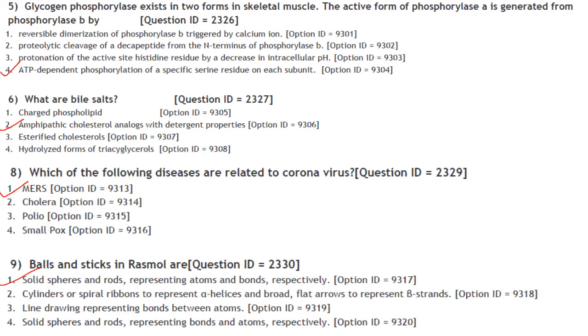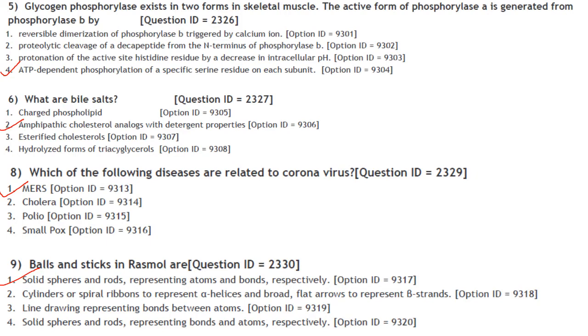Answer is option A. Then, what are bile salts? So bile salts are amphipathic compounds that act as biological detergents, converting dietary fats into mixed micelles of bile salts and triacylglycerol. Bile salts are made from bile acids that are conjugated with glycine or taurine. They are produced in the liver directly from cholesterol. So the answer here is option 2, that is amphipathic cholesterol analogues with detergent properties.